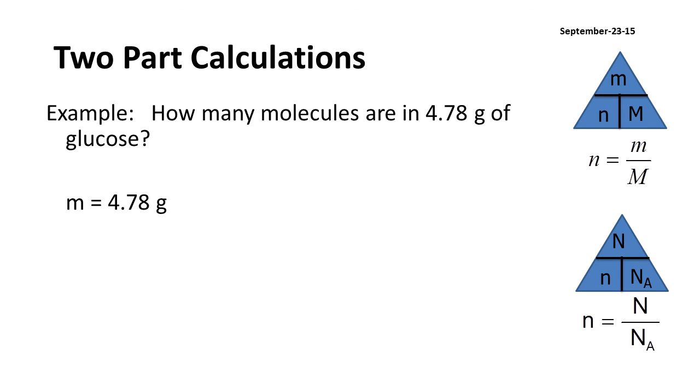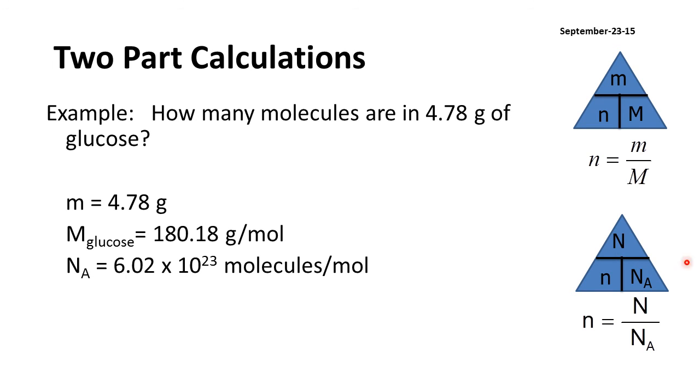Now, my mass being 4.78 grams, the molar mass of glucose, once I calculate it all out, is 180.18 grams per mole. And using that formula, I can figure out the number of moles. I also know Avogadro's number all the time. So that's 6.02 times 10 to the 23 molecules per mole. And just as the last question was, we're still looking for the number of molecules, so this capital N right here. So the end goal is going to be to find that N.